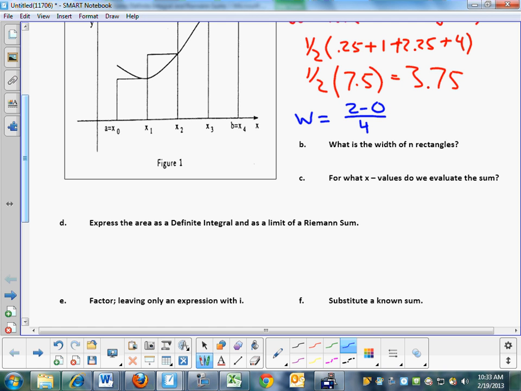So let's change this and find the width of n rectangles. What would the width of n rectangles be? 2 over n.